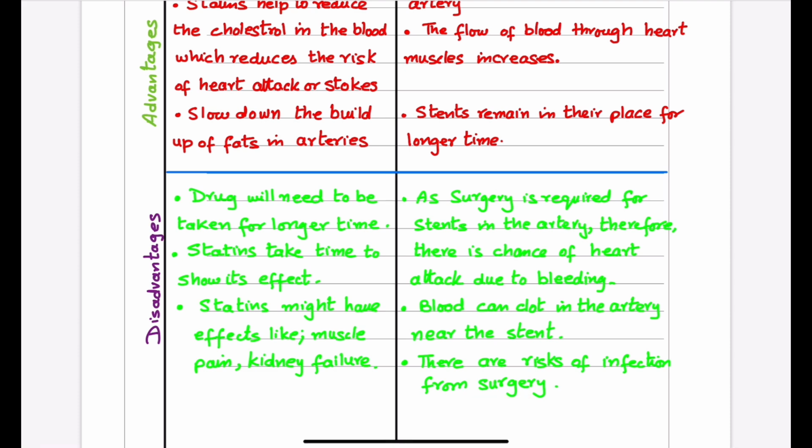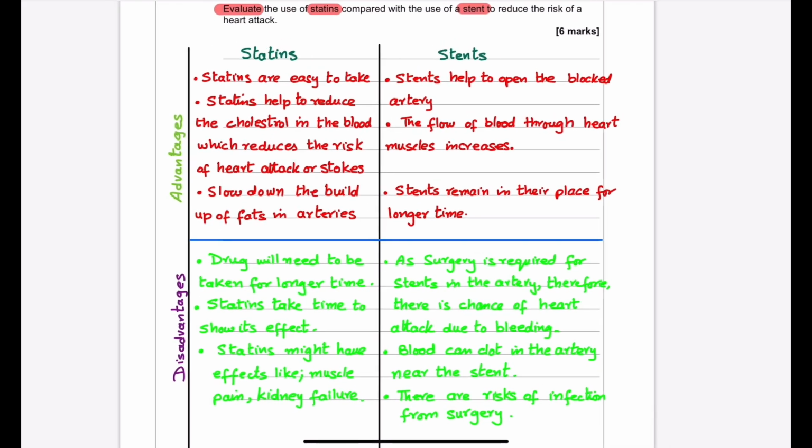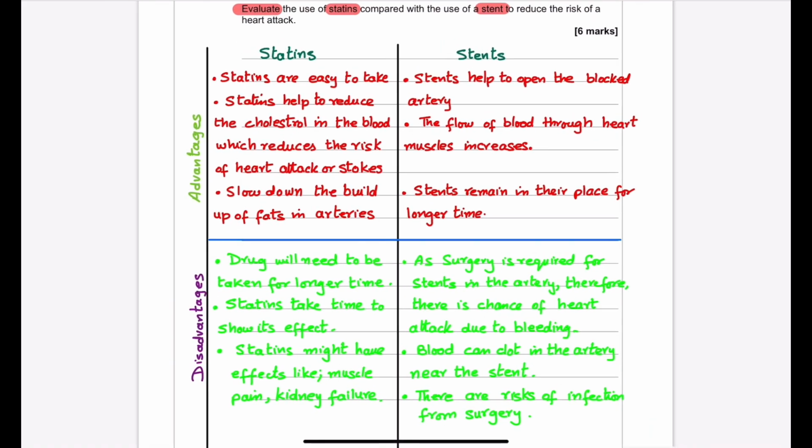So from this question we saw there are advantages and disadvantages of statins and stents. The student needs to write the three advantages by comparing and three disadvantages for comparing statins with the stents. They shouldn't write only about the statins or stents only. Otherwise, they will be unable to score 6 marks.